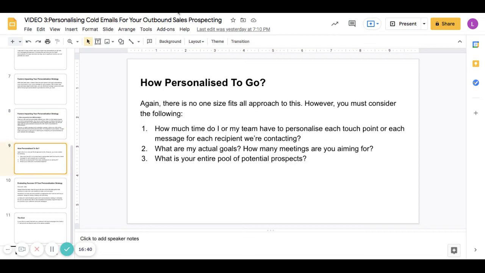So basically, there are four main factors, and hopefully you can see that you need to consider all four of them when it comes to your cold email personalization strategy, and piece them all together like pieces of a puzzle to work out what's going to be best for you.